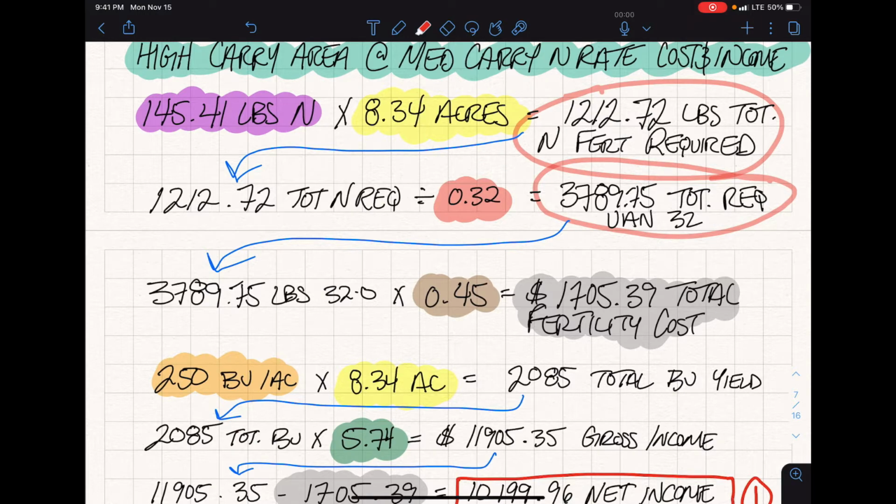So now that we know how much 32-0 we need, we can carry that down, and we have 3,789.75 pounds. We can multiply that by the cost per pound, which we know is 45 cents. So when we multiply those together, we end up with a total fertility cost of $1,705.39. Now we'll save that for later, and we'll use that later in our calculation.